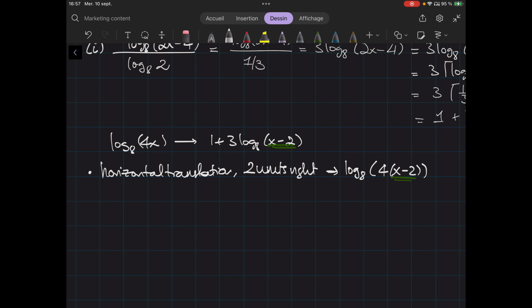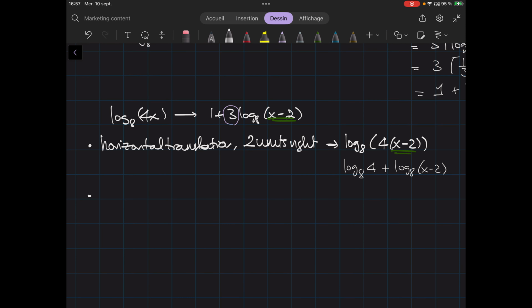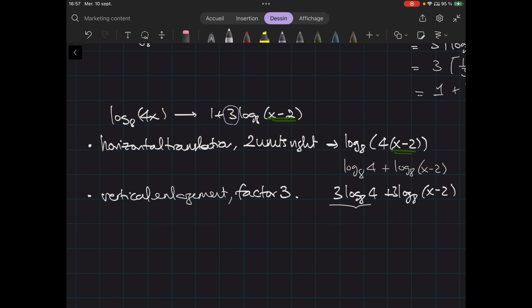Now we are going to use log laws to see what we have to do next. Okay, we are missing that factor 3. So the next transformation is a vertical enlargement with scale factor 3. This now brings us to 3 log base 8 of 4 plus 3 log base 8 of x minus 2. This guy is 2.